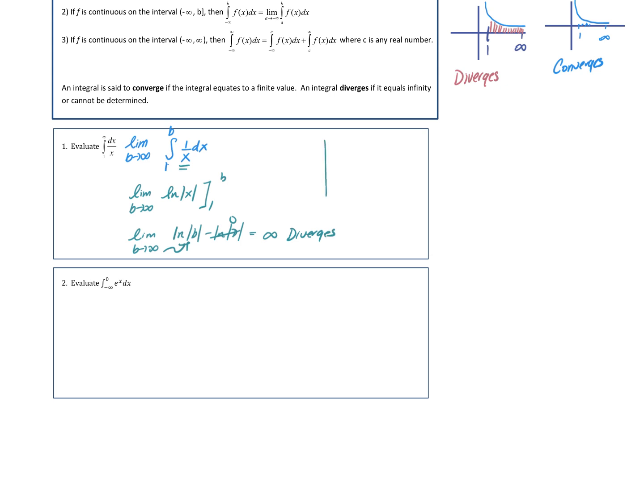Just a little side note here. You are 100% responsible for the ln graph at this point. At 1, it's at 0. As I go to infinity, it also goes to infinity, just very slowly. And as I go to 0 from the right-hand side, it goes to negative infinity.